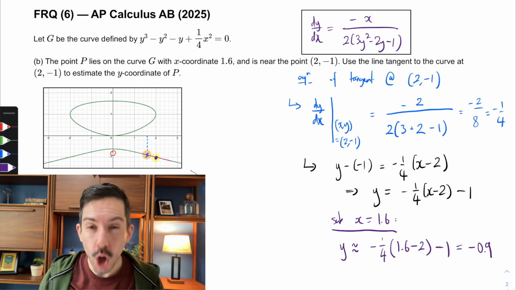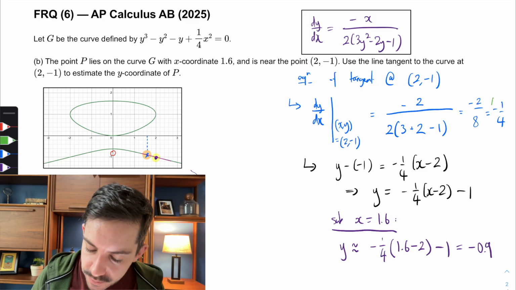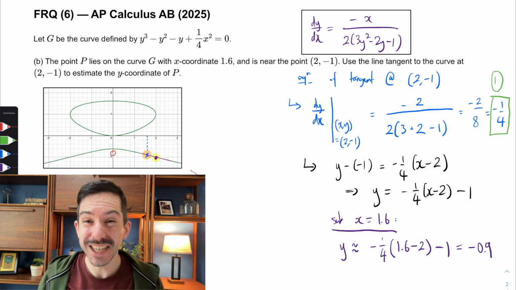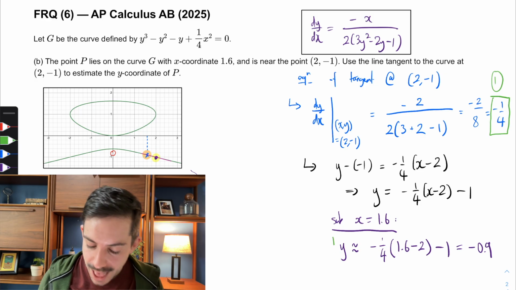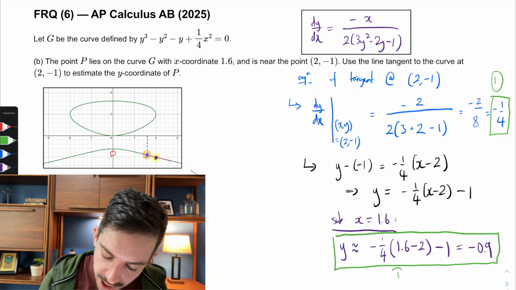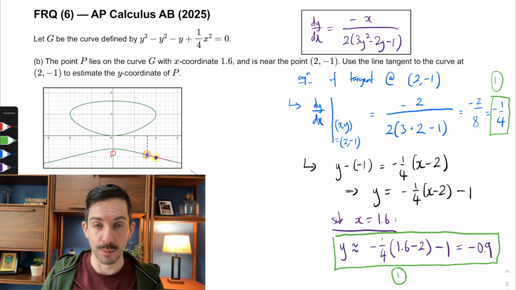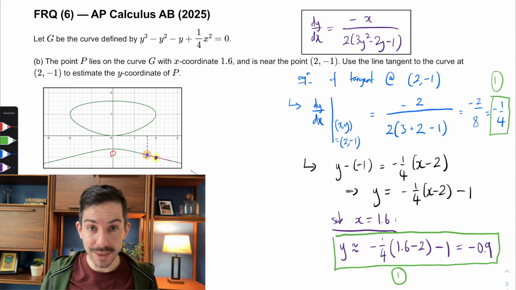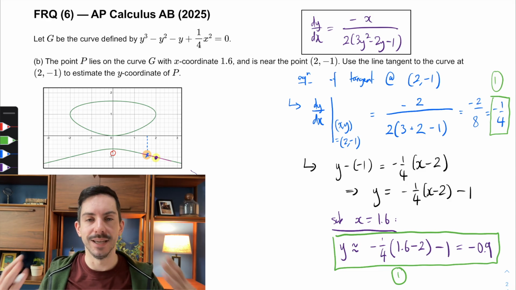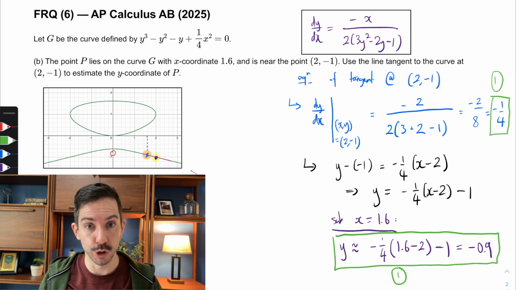Great. So how were the points divvied up here? Well, we get 1 point for figuring out the slope of the tangent line is -1/4, and then we get 1 point for the final approximation, as long as we definitely used the equation of the tangent. We weren't allowed to approximate using some other method. We had to use this idea of estimating via the tangent line, via a linear approximation.